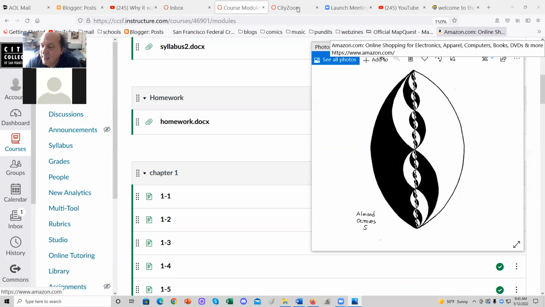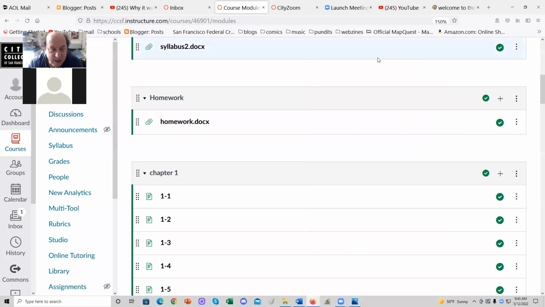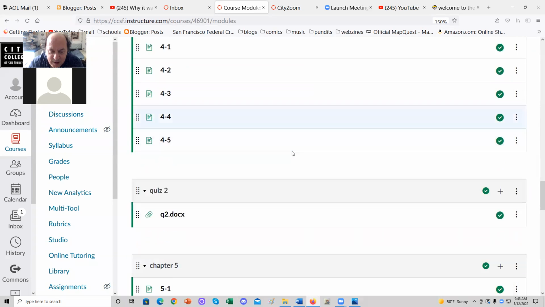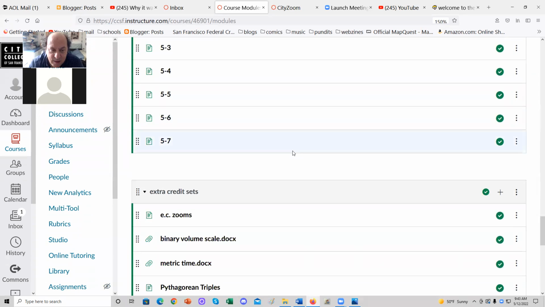All right, then. This Zoom session is being brought to you by the fractal Almond Octaves. Yes. Well, golly, let's see what we're at. Oh my God. We've fallen off the edge of the book.